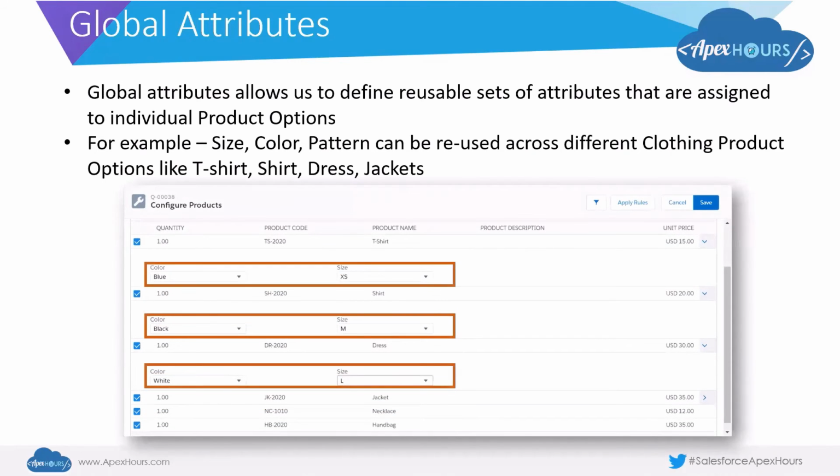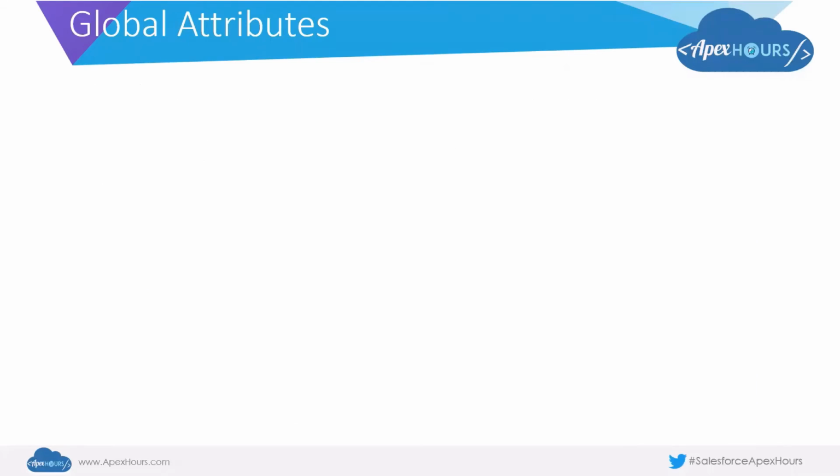So typically, if you look at the screenshot here, we have multiple product options. Few are clothing related, and the last couple of them are not clothing related, like necklace and handbag. So if you notice here, for the clothing related ones, I've expanded the drawer for the t-shirt, shirt, and the dress. And if you notice here, the color and size are the global attributes, and it is applied to all these product options related to clothing.